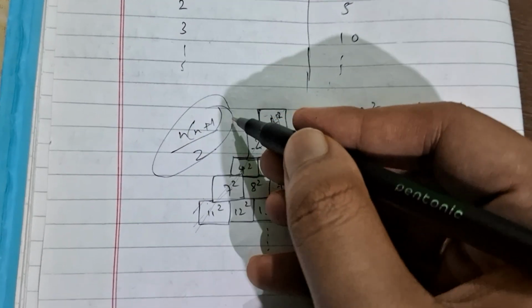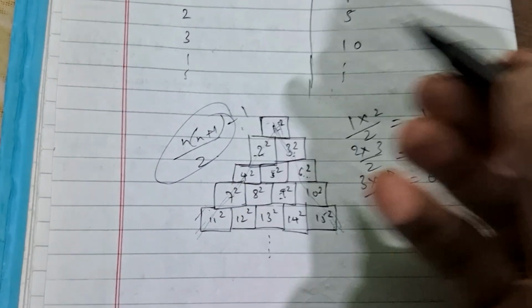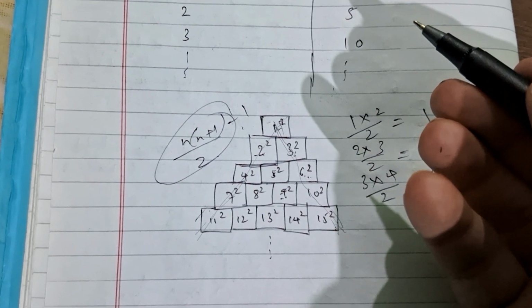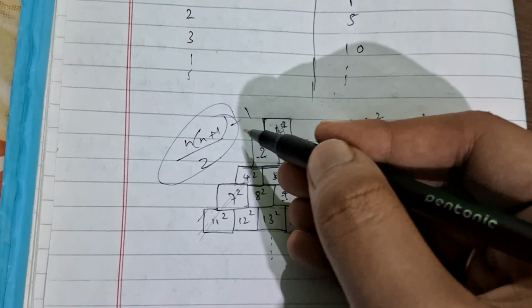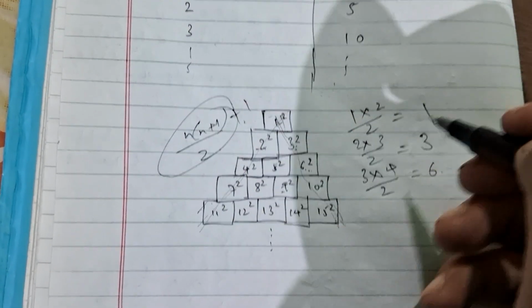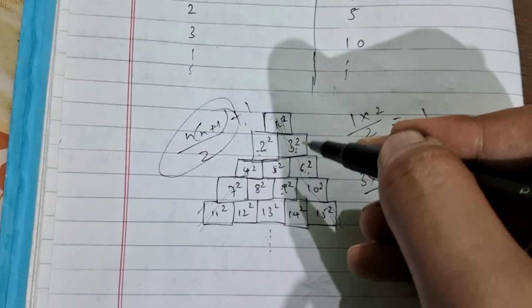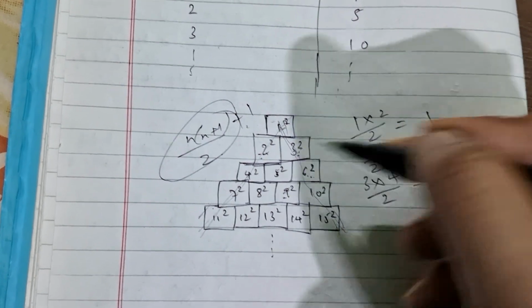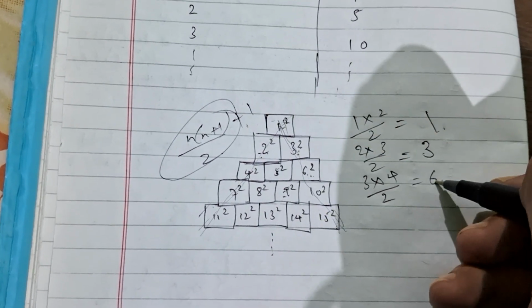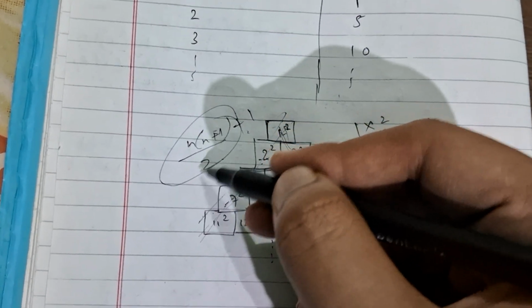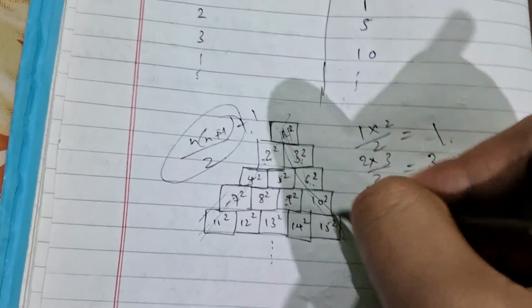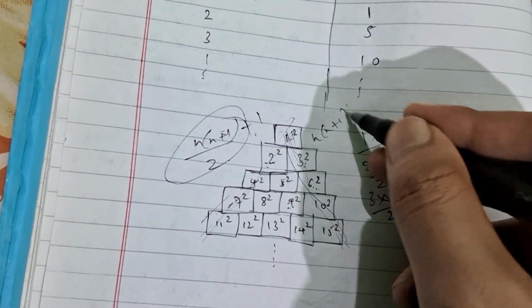So this one was for this one, and for this one it is also very simple. It is n into n plus 1 by 2 plus 1. Because 1 plus 1 is 2, this 3 comes over here, 3 plus 1 is 4, this 6 comes over here, 6 plus 1 is 7. So this thing is basically n into n plus 1 by 2 plus 1, and this thing is basically n into n plus 1 by 2.